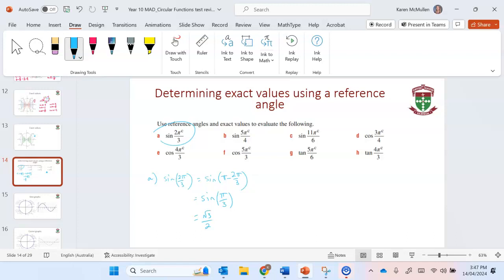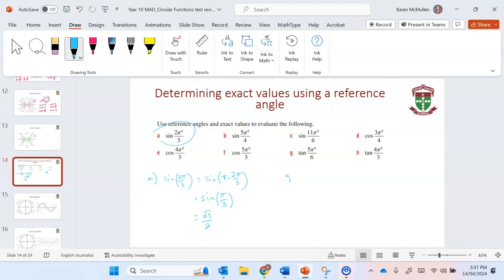All right, so just remembering your exact values so you can answer questions like this. Once you can find your reference angle and you know your exact values, then you should be able to answer questions like this. Let's have a look at a tan one.